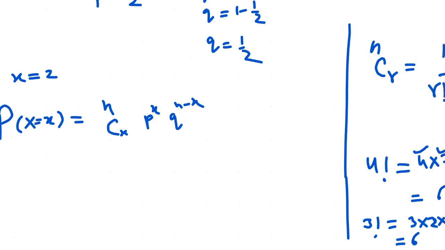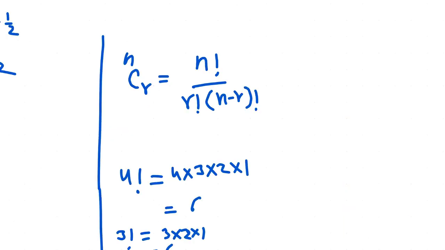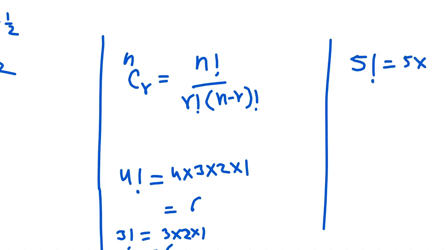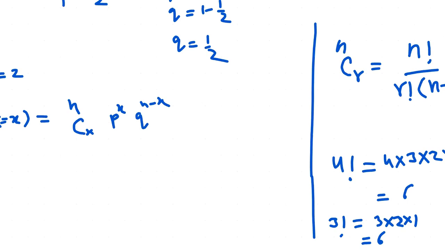Like I'm telling you, factorial 5 is equal to 5 into 4 into 3 into 2 into 1. So you will have 120. But you can also use this directly with a calculator. We use this formula because this is a different topic, but we use it here.